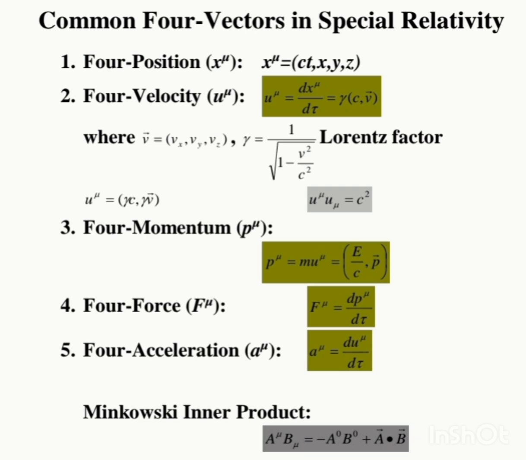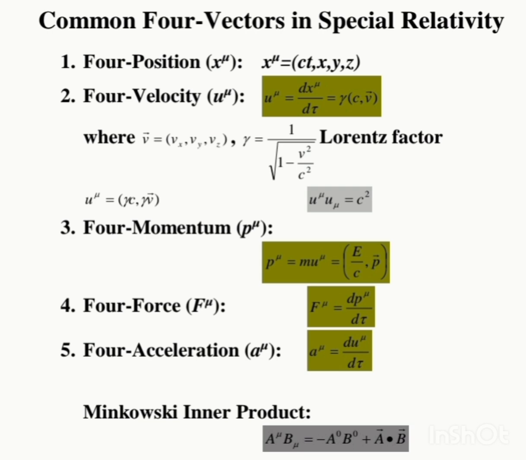Four acceleration, a^μ. The four acceleration is the rate of change of the four velocity with respect to the proper time. a^μ = du^μ/dτ. This represents how the particle's four velocity changes as it moves through space-time.